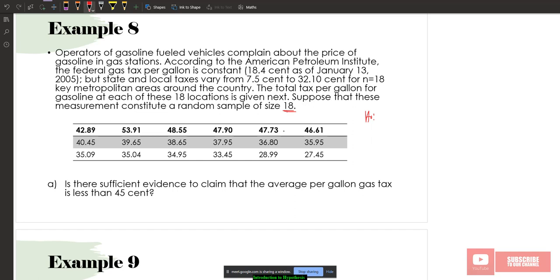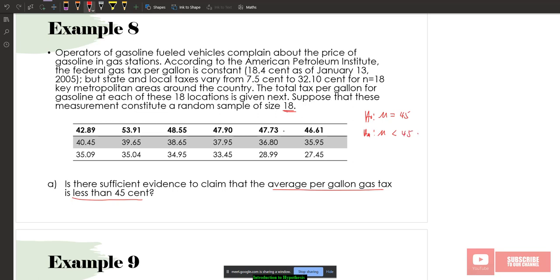Dia tak bagi dalam statement ni, so dia tulis kat bawah ni, is there sufficient evidence to claim that average gallon gas tax is less than 45 cents? So mu equal to 45. Null hypothesis mu equals 45, alternative hypothesis mu is less than 45, right?